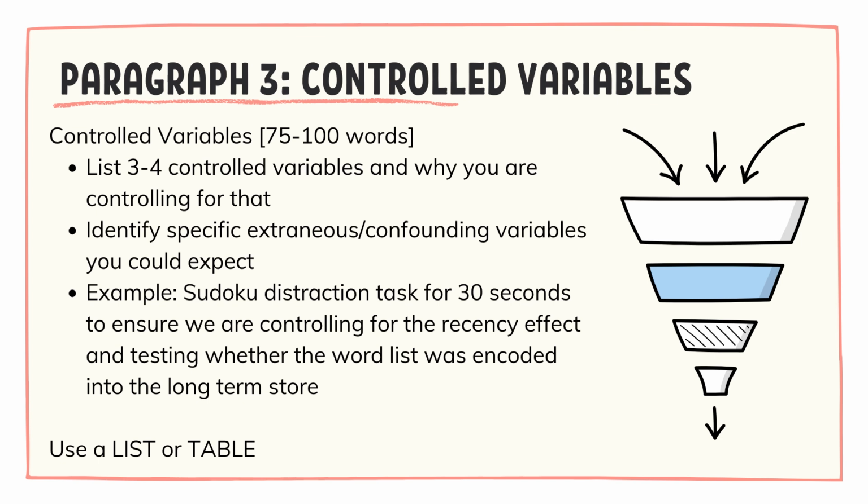For example, having a Sudoku distraction task for 30 seconds between reading a list of words versus actually recalling them can help prevent the recency effect and actually test the long-term memory rather than short-term memory, right? So this would be a control variable that you have put in place. Another example could be choosing the same passage to read in both groups so that there's consistency of difficulty, familiarity with the text, and so on and so forth, right? So again, you need to be able to explain the control variable with reference to extraneous factors that may have possibly impacted your results.